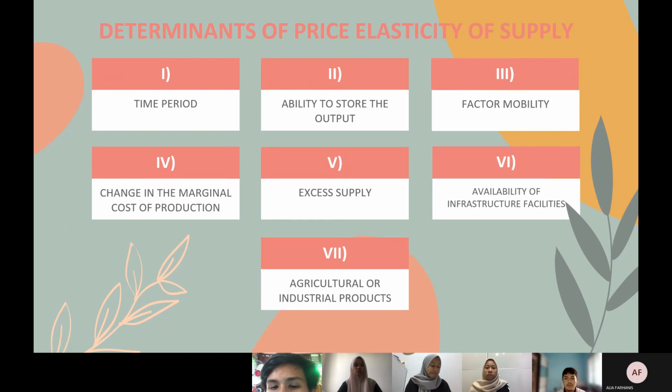For excess supply, the slower the output level, hence the larger the excess capacity, the higher the price elasticity of supply. Lastly, factor mobility. The higher the mobility of resources, the higher the price elasticity of supply. So that's all for me.